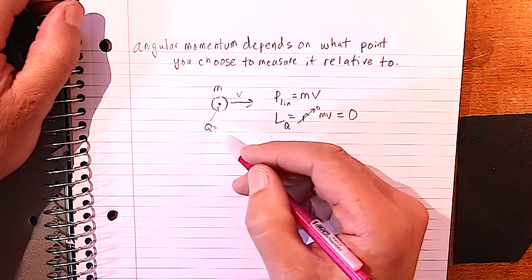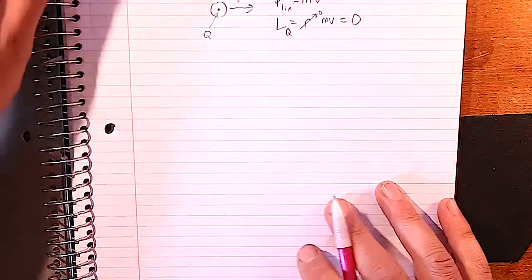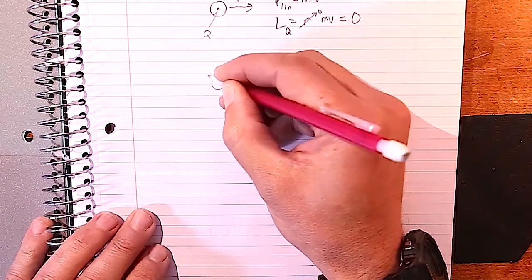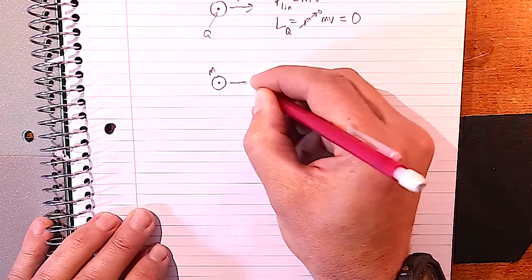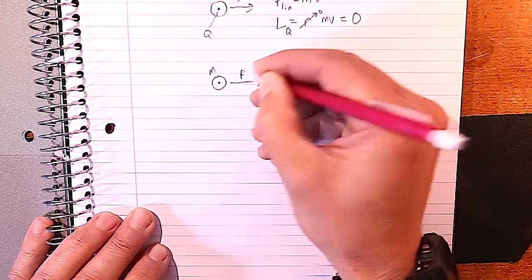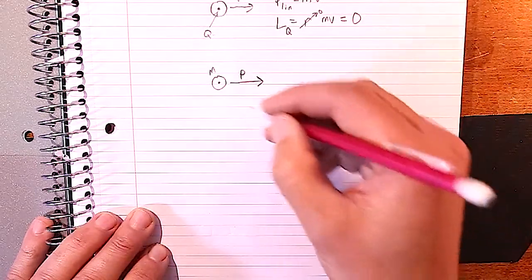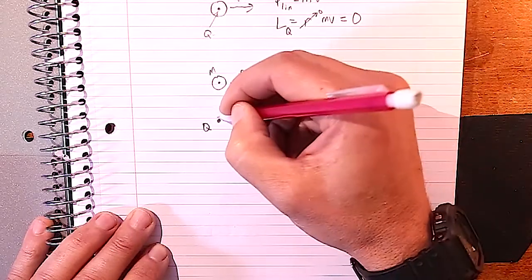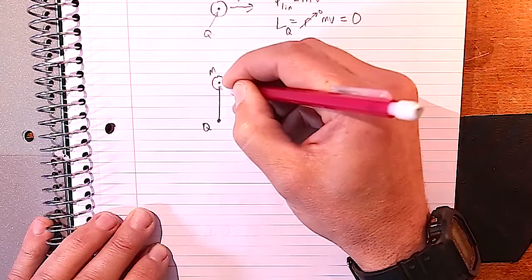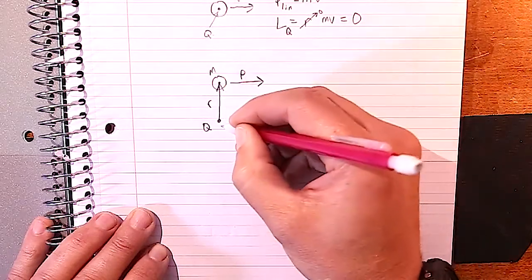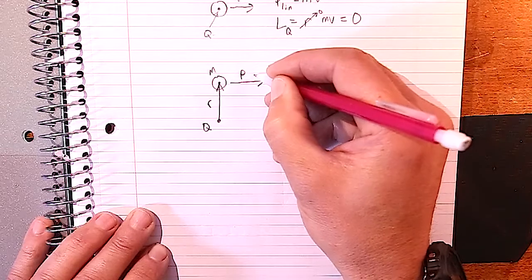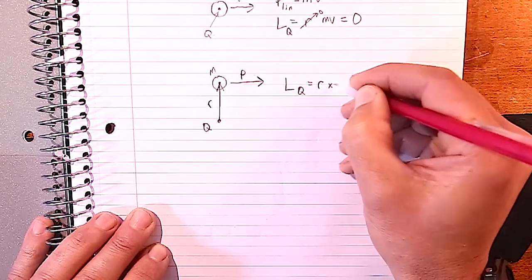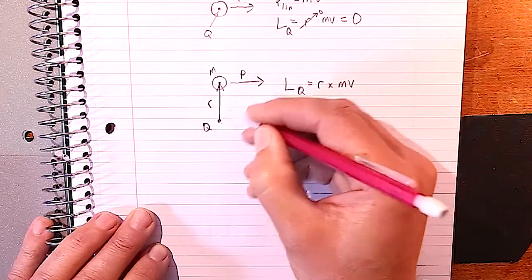But we can choose a different value for Q. What if we do something like this? We have the same mass m, and it's traveling with a momentum to the right, say p, and now we choose our point Q, our origin, to be here. Well, now there is a radius that is perpendicular to the momentum. So LQ in this case would be R cross mv, and you would multiply this times that.